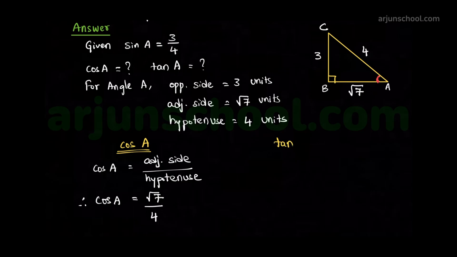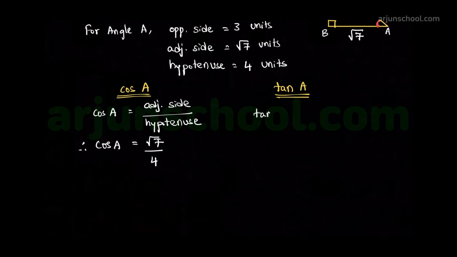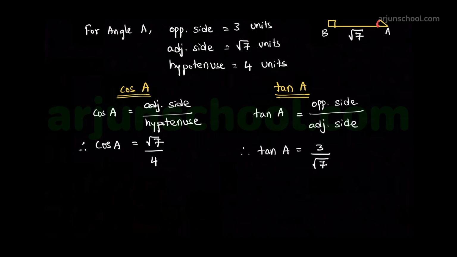Now let us calculate tan A. Tan A is equal to opposite side by adjacent side. What is the opposite side? It is 3 units. And what is the adjacent side? It is root 7 units. Therefore tan A is equal to 3 by root over 7.